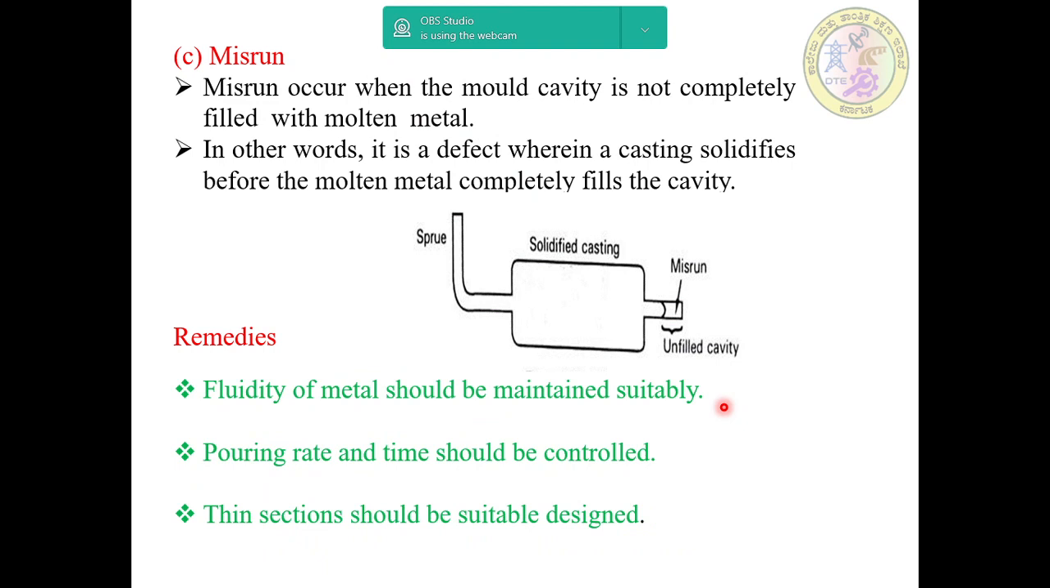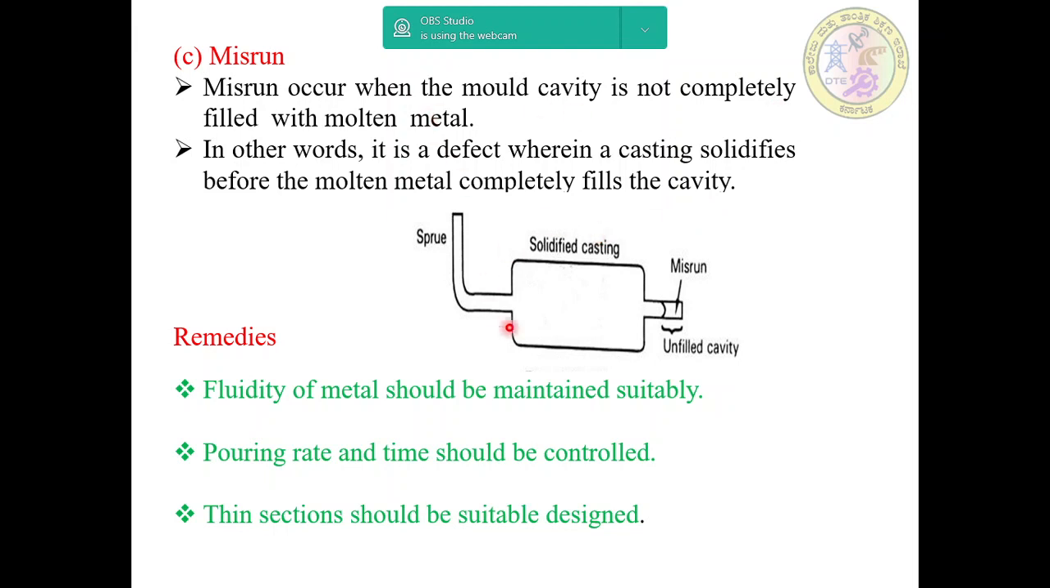And the next one is misrun. Misrun occurs when the mold cavity is not completely filled with the molten metal. In other words, it is a defect wherein the casting solidifies before the molten metal completely fills the cavity.